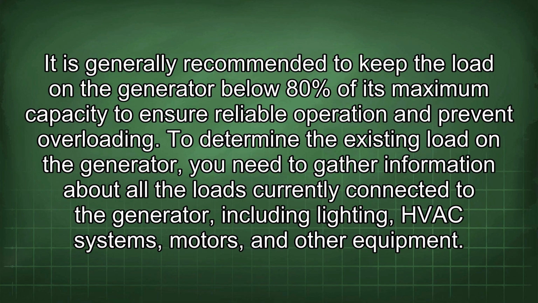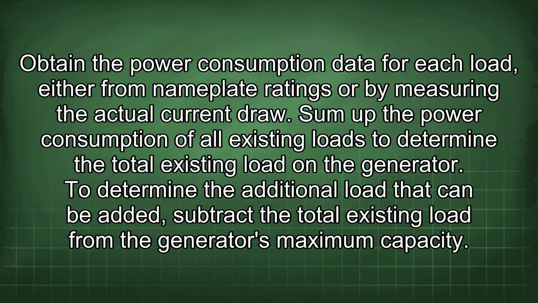To determine the existing load on the generator, you need to gather information about all the loads currently connected to the generator, including lighting, HVAC systems, motors, and other equipment. Obtain the power consumption data for each load, either from nameplate ratings or by measuring the actual current draw. Sum up the power consumption of all existing loads to determine the total existing load on the generator.